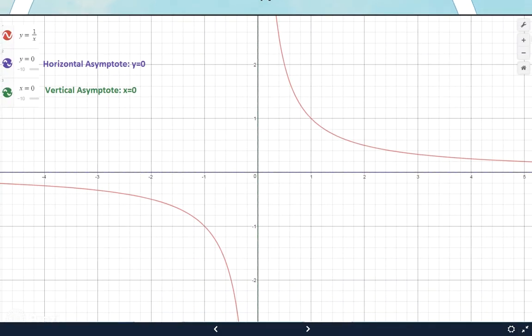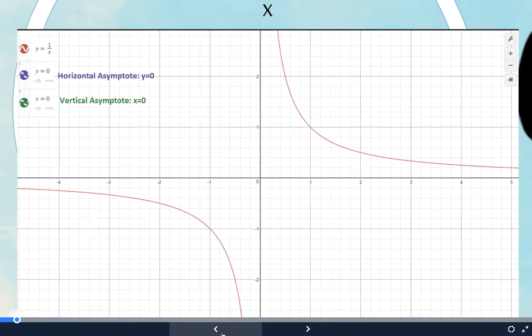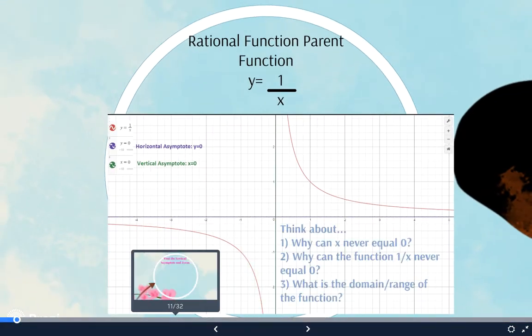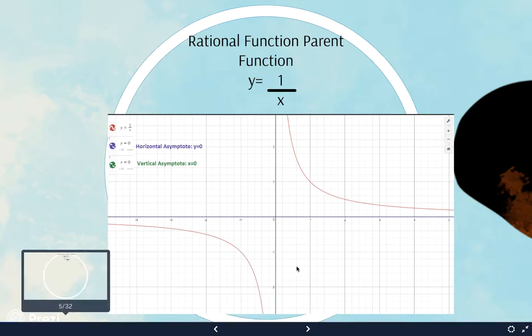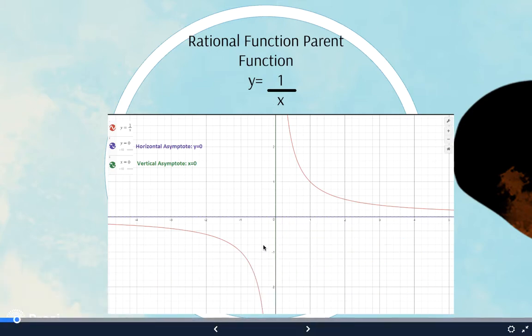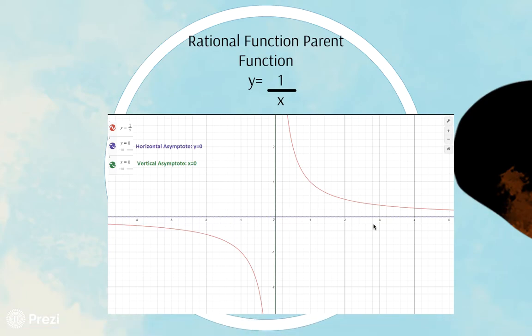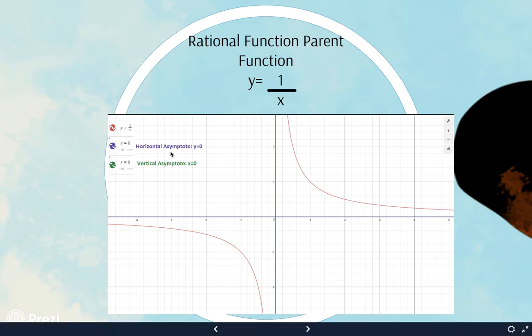Let's see if I can zoom out. This thing is not cooperating. Sorry, guys. Alright, so there is a vertical asymptote on the y-axis and a horizontal asymptote on the x-axis. So this thing has two asymptotes at the same time. Holy hot dog, right? Our horizontal asymptote on the x-axis is the equation y equals 0.